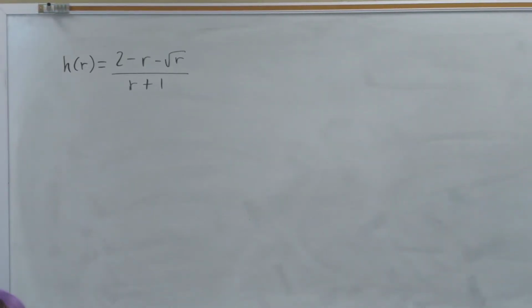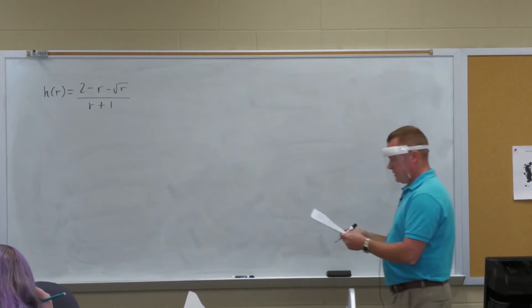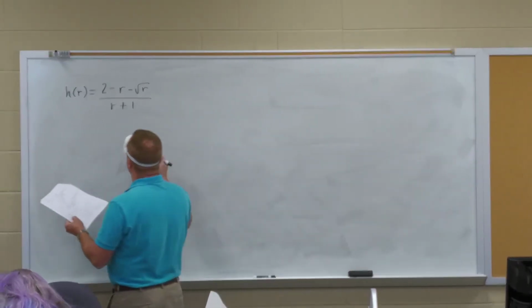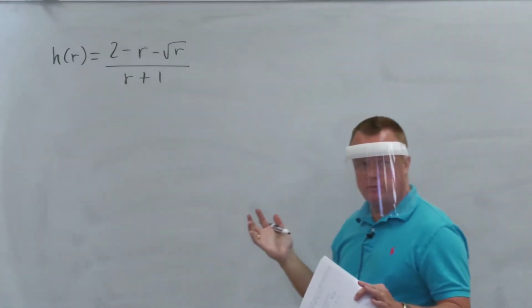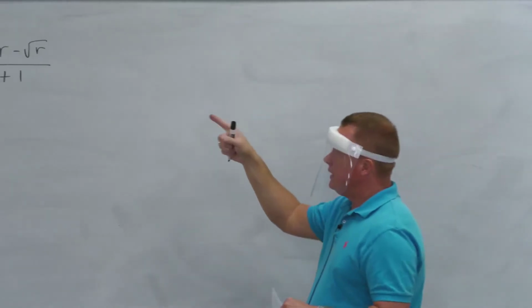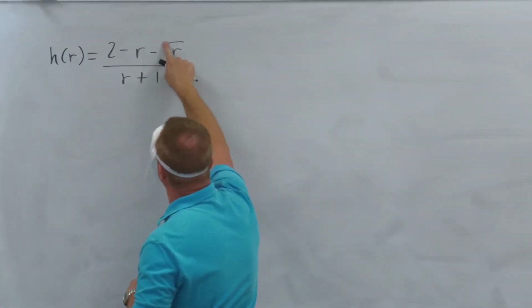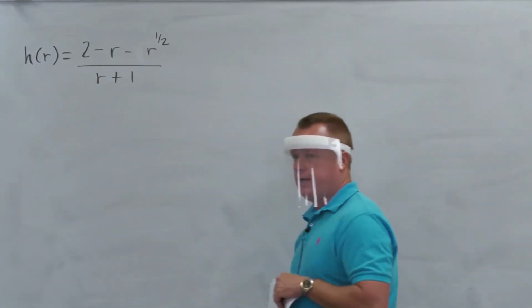So here we got a function of r. We want to find the derivative. Okay, so quotient rule. With all we know with derivatives at this point is power rule and then product and quotient. So anytime we got a square root here, we're going to want to make that into an exponent. So I'm going to just rewrite that as r to the 1/2.